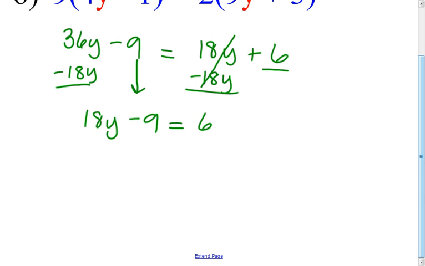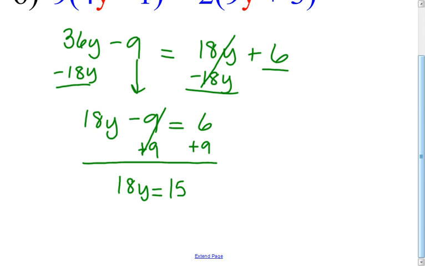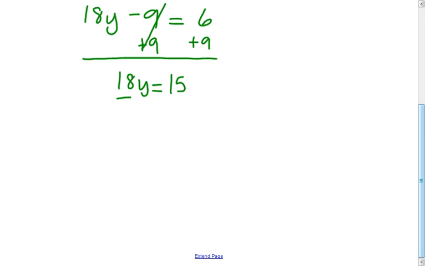All right, and then I've got all my y's together, but I do not have my constants together, so I will add 9, because negative 9 plus positive 9 makes 0. And then I will have 18y equals 15. Divide by 18.